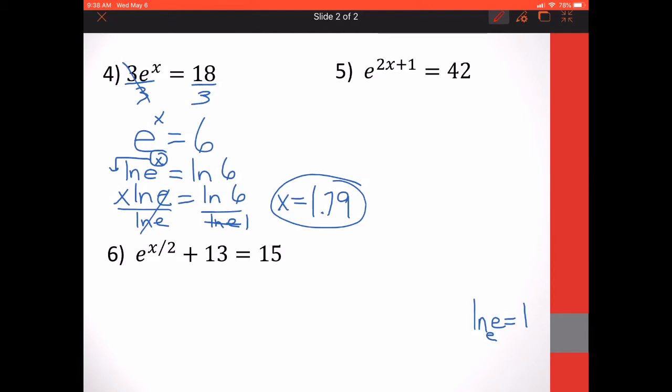So this time in example 5, I've got e to the 2x plus 1 power. All of the 2x plus 1 is all the exponent. So I don't have anything to get rid of right away. I can actually do natural log of both sides. So natural log of e to the 2x plus 1 equals natural log of 42. And we did that so that we can take this exponent and put it in front. And when it's more than one term, I like to put it in parentheses.